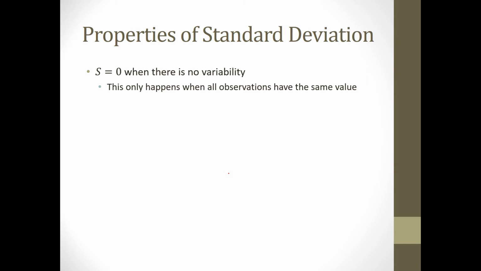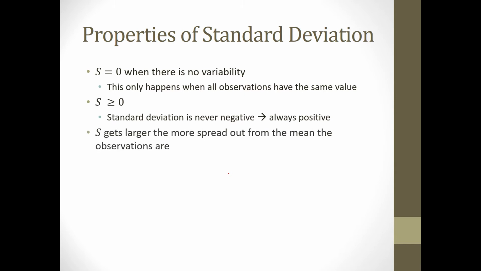When S is 0, there's no variability. So if the standard deviation is 0, all of the observations have the same value. There's no difference. There's no variability in what my x values are. Standard deviation has to be bigger than or equal to 0. Standard deviation is never negative. It is always, always, always positive.